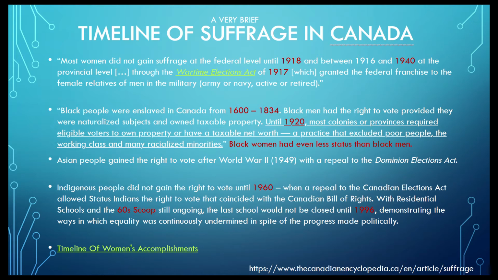Asian people gained the right to vote after World War II around 1949 with the repeal to the Dominion Elections Act. And Indigenous people did not gain the right to vote until 1960, when a repeal to the Canadian Elections Act allowed status Indians the right to vote that coincided with the Canadian Bill of Rights. With residential schools and the 60s Scoop still ongoing, the last school would not be closed until 1996, demonstrating the ways in which equality was continuously undermined in spite of the progress made politically.